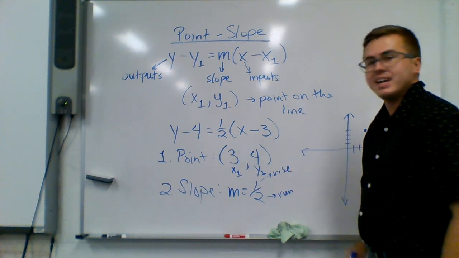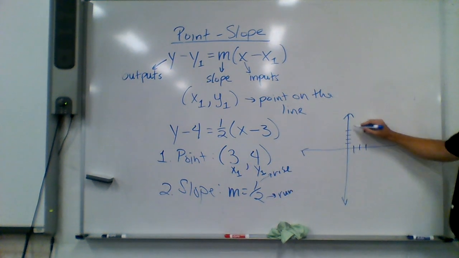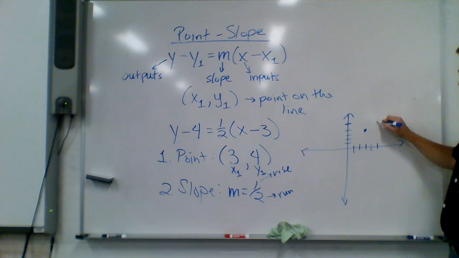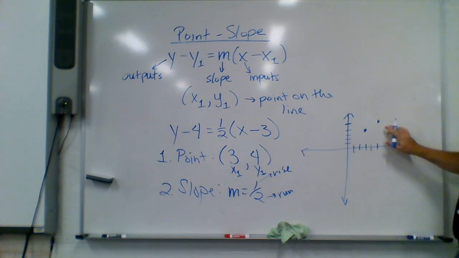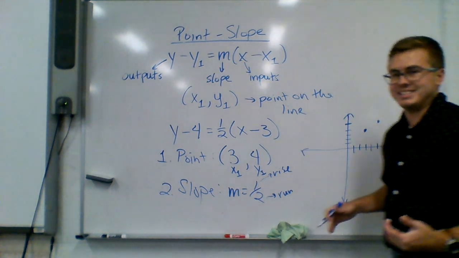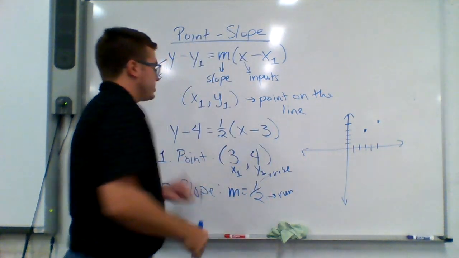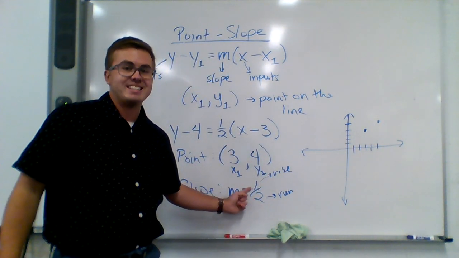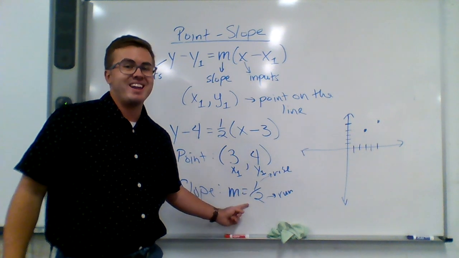My run is 2. So I'm going to go up 1, and then over 2. Up 1, over 2. Now you can see I'm getting to the right edge of my graph here. So what I can do is go opposite this. I can rise -1 and run -2.